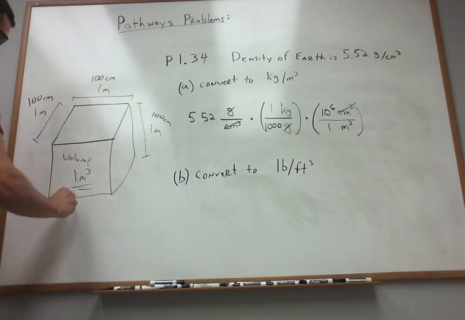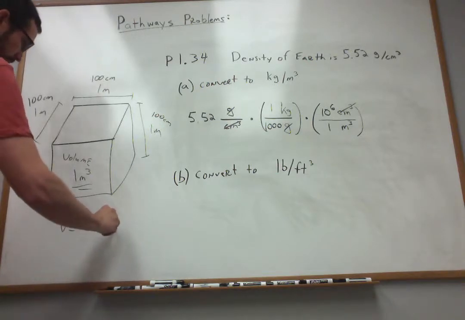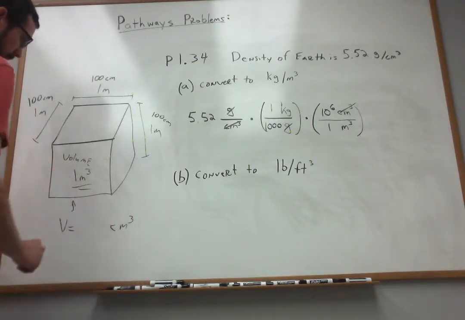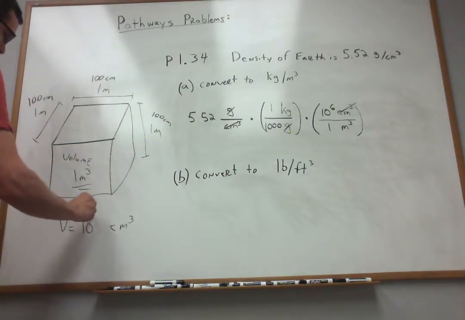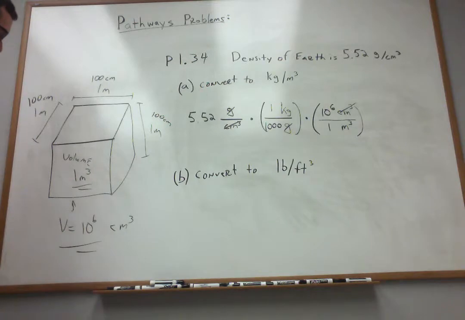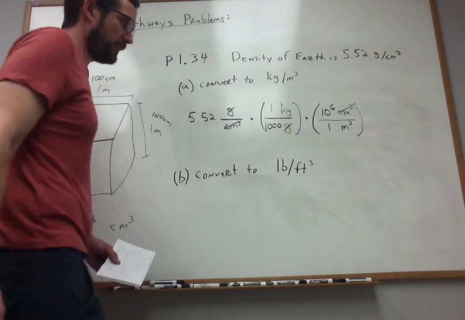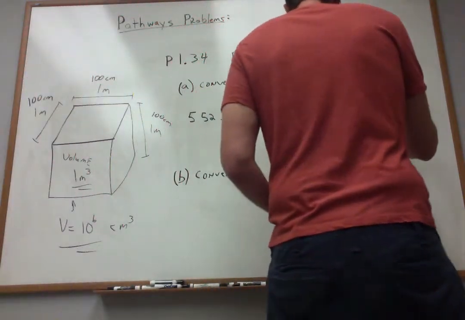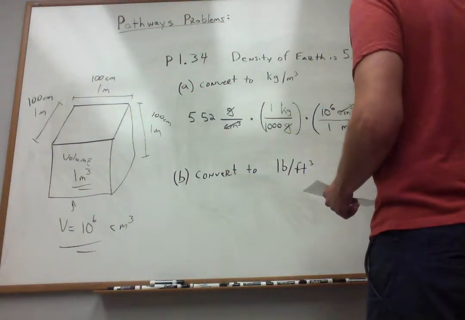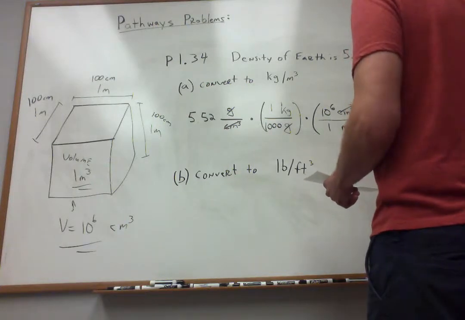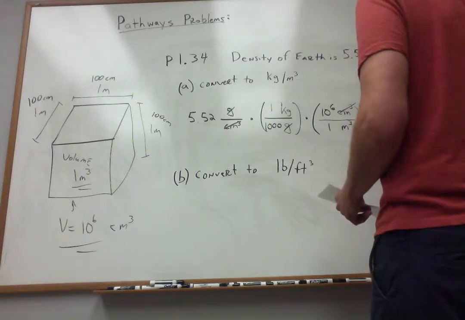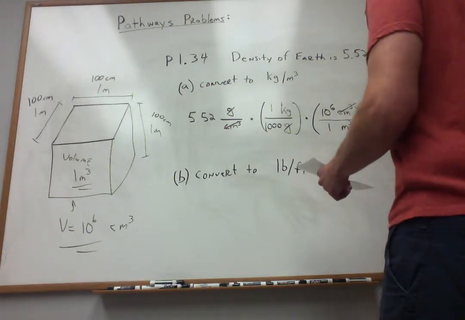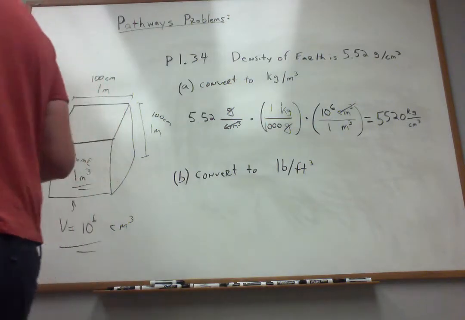So if I want to figure out what the volume of this box is in cubic centimeters, again, I've got to do 100 times 100 times 100. And it turns out if you do that on your calculator, it's equal to 1,000,000, or 10 to the 6 centimeters cubed. Okay, so these are physically equivalent to one another. I simply then need to do the math on this, and I get 5,520 kilogram per cubic centimeter.